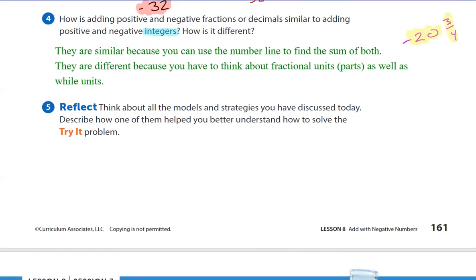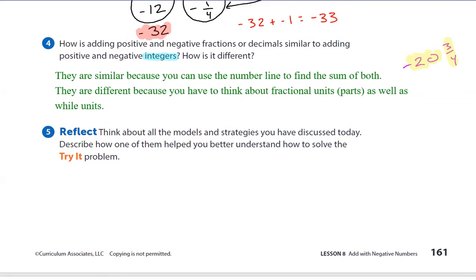All right, and number 5 is for you to do. Think about all the models and strategies, then all the things that we said and did together, and describe what part of this lesson helped you better understand how to solve the try it problem. Pause, answer the question, and then we'll practice together.